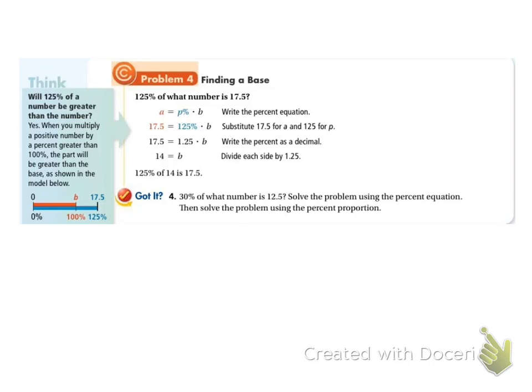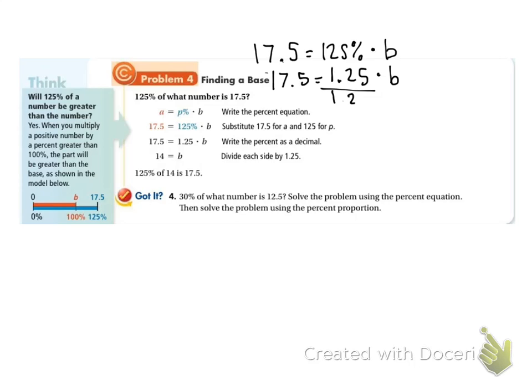So I multiply 125% times my base, which will get me my part, but I don't have my part. So I set this up. 17.5 is equal to 125% times whatever my base is. I need to change it into a decimal because I can't use percent on my calculator. So this is 1.25 times B, and then I divide by 1.25, and I get B equals 14. So 125% of 14 is 17.5.